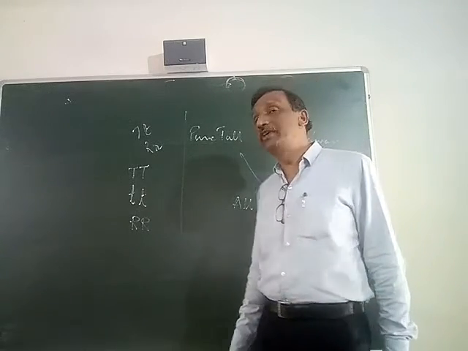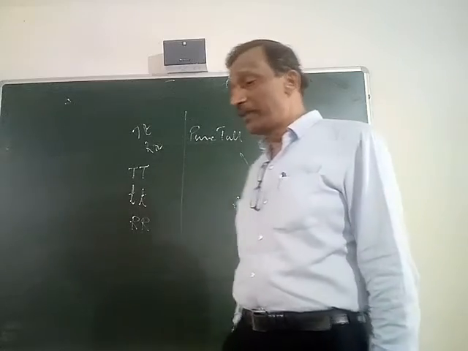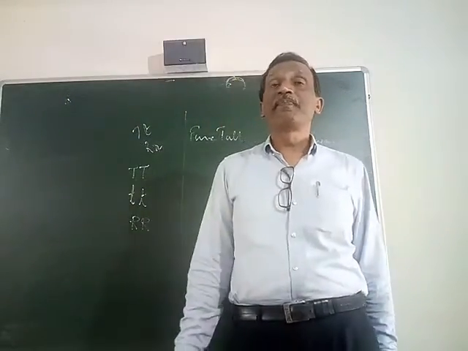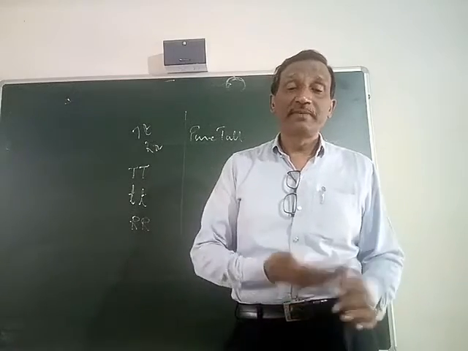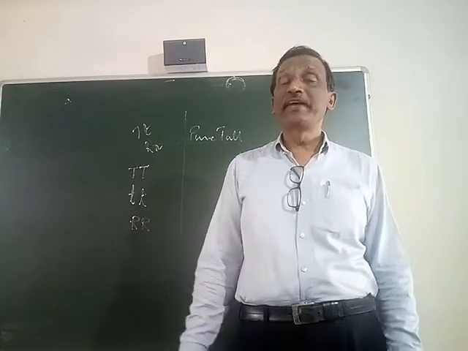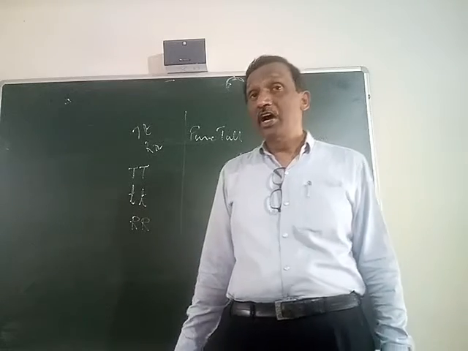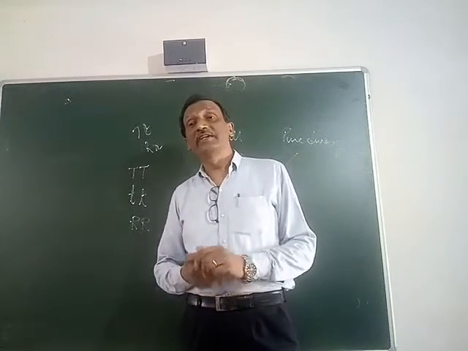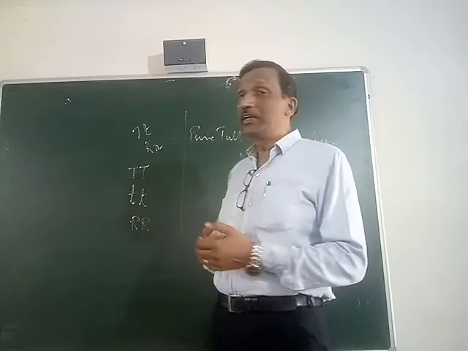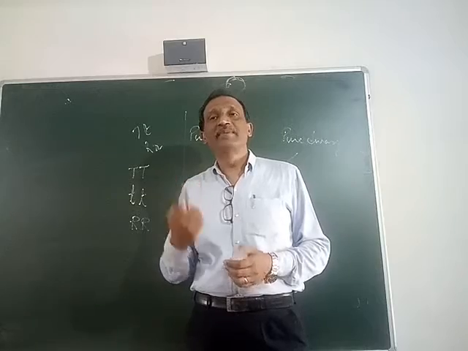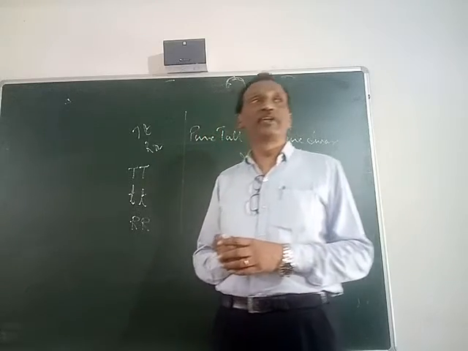Next is monohybrid and dihybrid cross. Monohybrid cross is the one in which only one character is studied at a time. Mendel found that there are 7 pairs of allelic characters present in pea plant. Out of the 7 pairs of allelic characters, when he considers only one character at a time, such a cross is called a monohybrid cross.